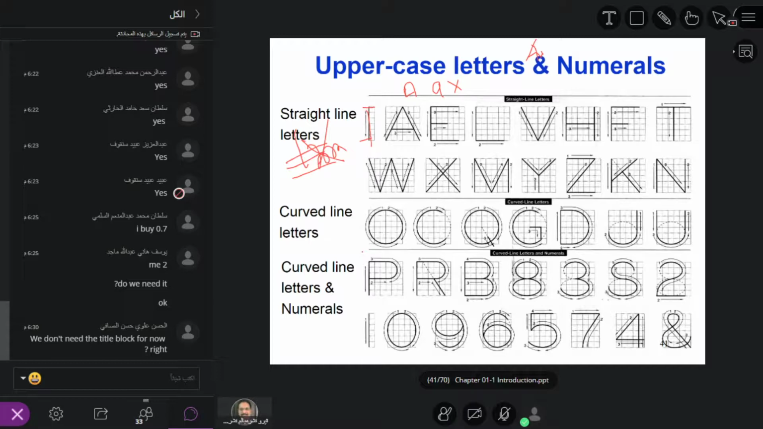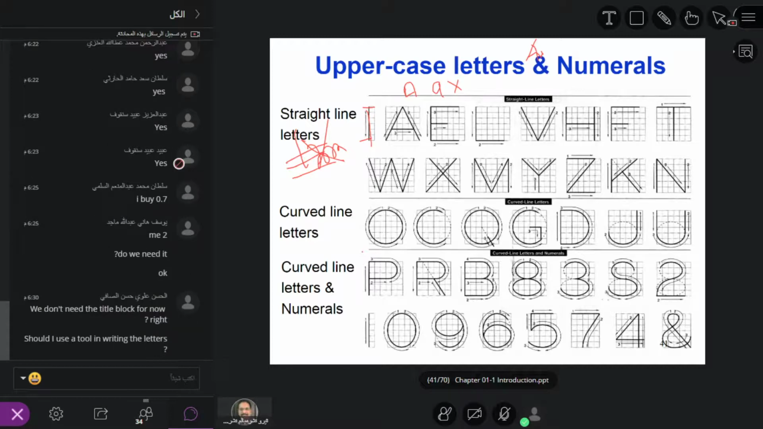Okay, X. It's very easy. A, E, L, V, H, and then F, T, W, and so on. You already know that. Yeah, if possible, you can use the tool. No problem. Okay, this is for those who try to write in freehand. Okay, good. You can use the tool also.